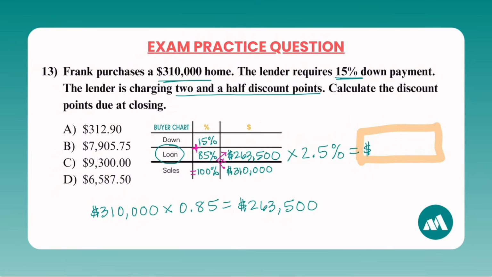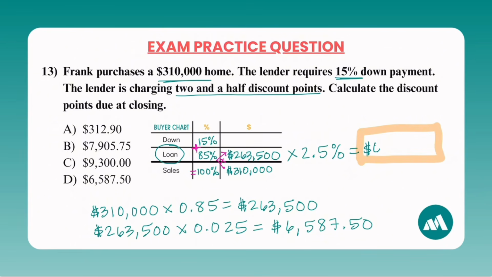And now all we have to do is multiply it by 2.5%. So $263,500 times 0.025 is going to equal a total of $6,587.50. So that's how much they paid in discount points. So the answer to this one is D.